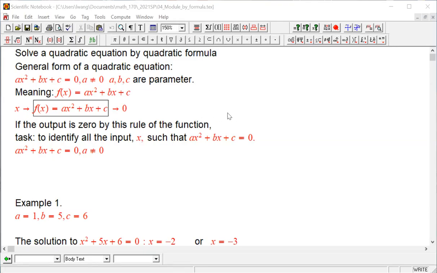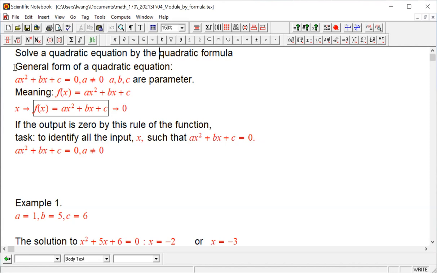Welcome. In this episode, we're going to talk about solving a quadratic equation by the quadratic formula. Many of you probably know this formula, and if you don't, this is a good time to review. So first of all, we start from the meaning of quadratic function.